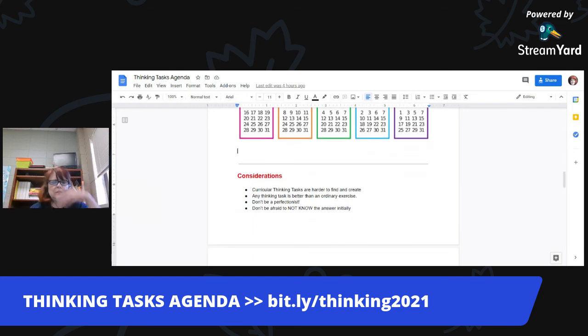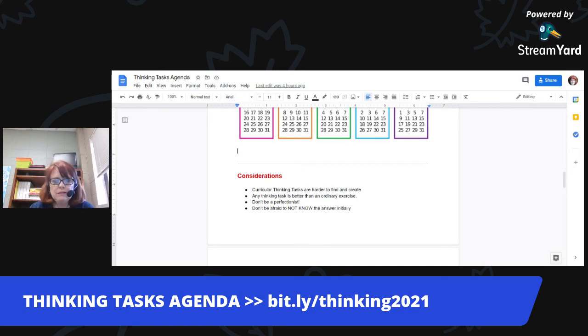And here's some considerations. Curricular thinking tasks are harder to find. Really good ones are really hard to find. And they are also harder to create. Here's our dilemma. We are in a course where we are told we have to teach students to do specific strategies, right? We are also told to do problem solving, and we are to do best practices, math thinking practices. We are supposed to do that, but we are also supposed to teach kids to do the ABC, different skill level tasks. So making a task that incorporates those things and is a thinking task is more challenging.